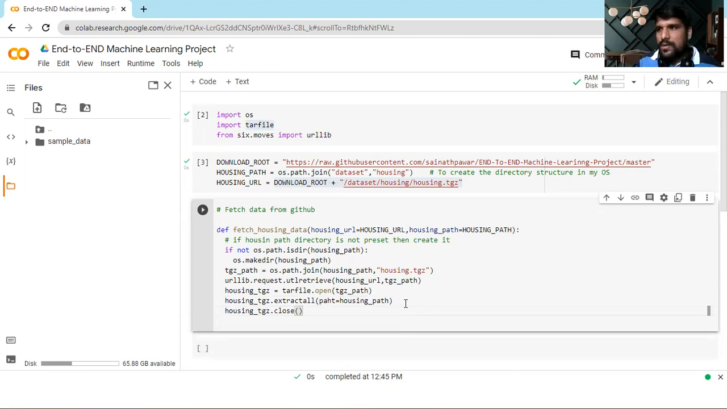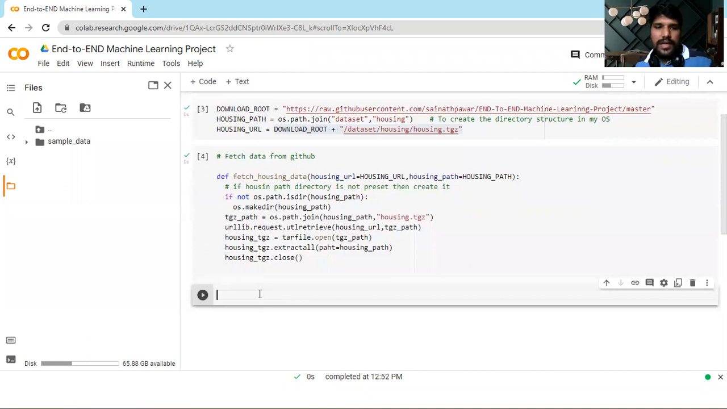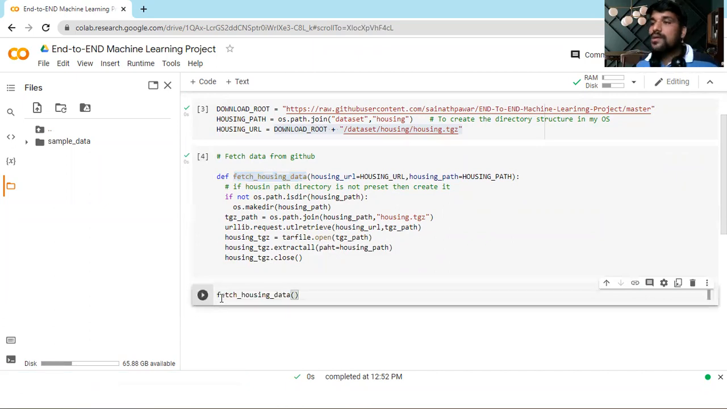Close the stuff. Let's execute. Okay, I think it's not giving any error. Now let's call this function. As I mentioned, you can give your value of housing URL or housing path.